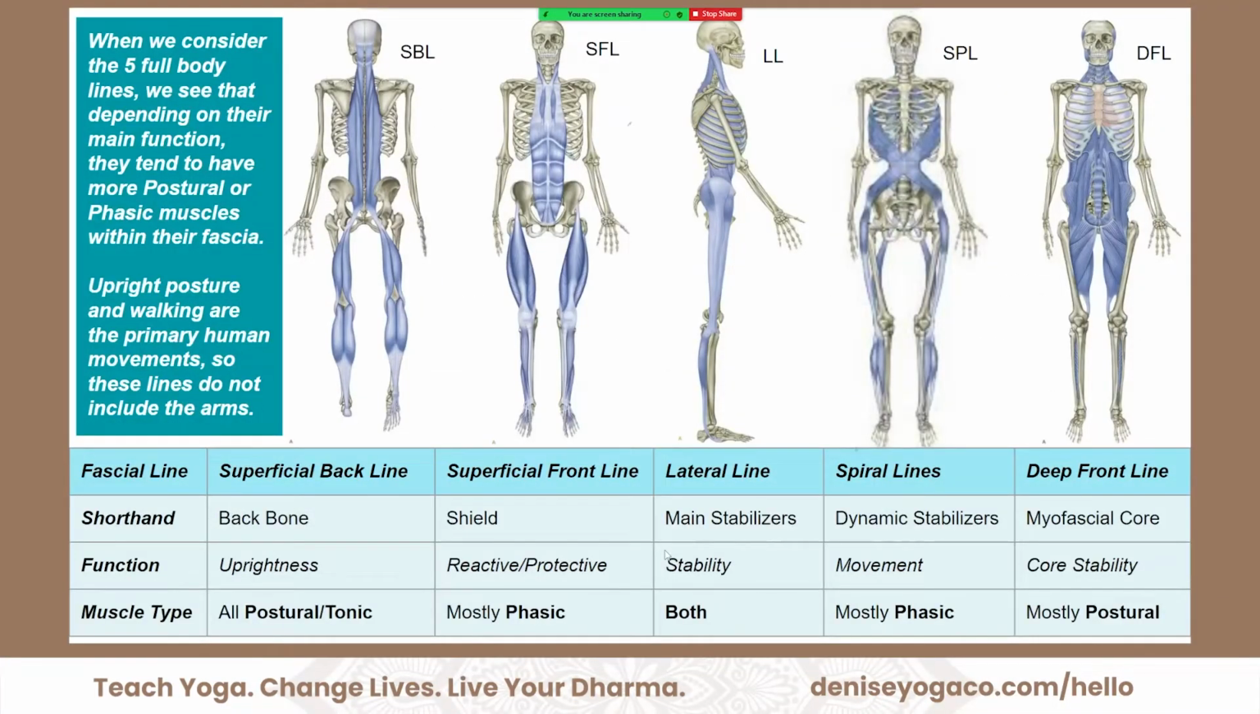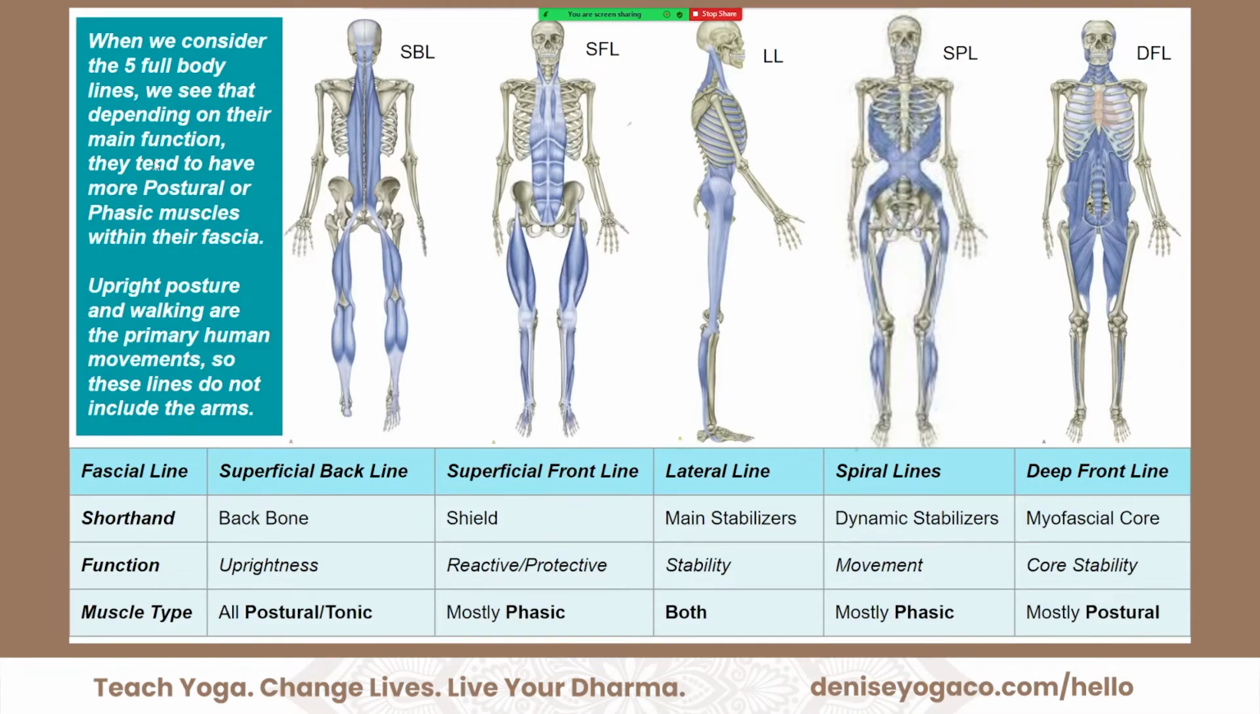Okay. So let's go back to just considering the full body fascial lines and do a little bit more comparison, because as I said, it's not like all the phasic muscles are in the functional lines. We have phasic muscles in our full body fascial lines too. So let's have a quick look at that. Depending on their function, which we'll review right now, you'll see that they will have maybe half postural muscles and half phasic, or they'll be mostly postural. It just depends on what the main function of this line is.